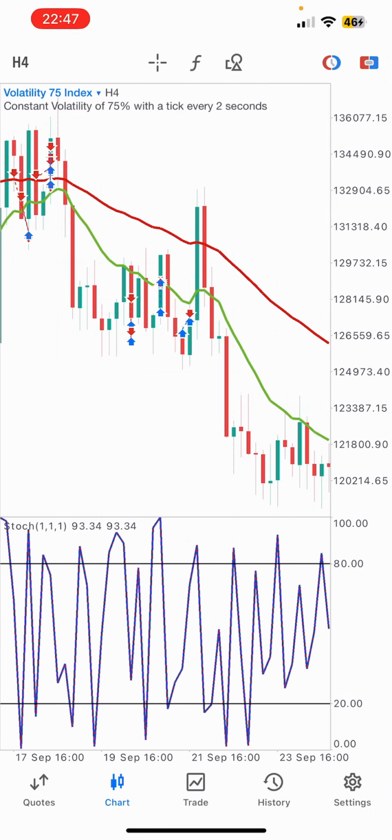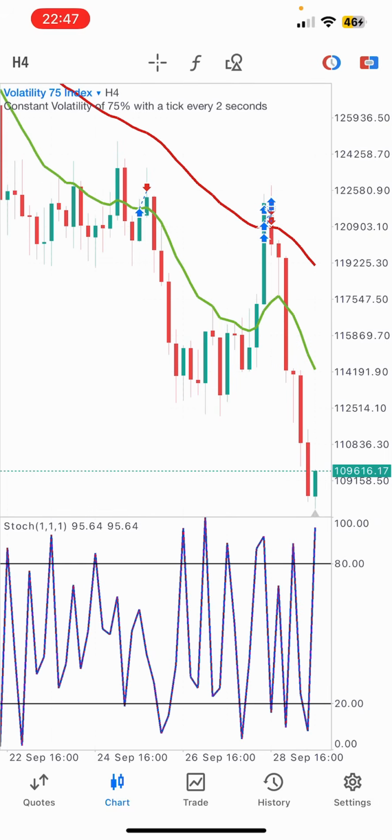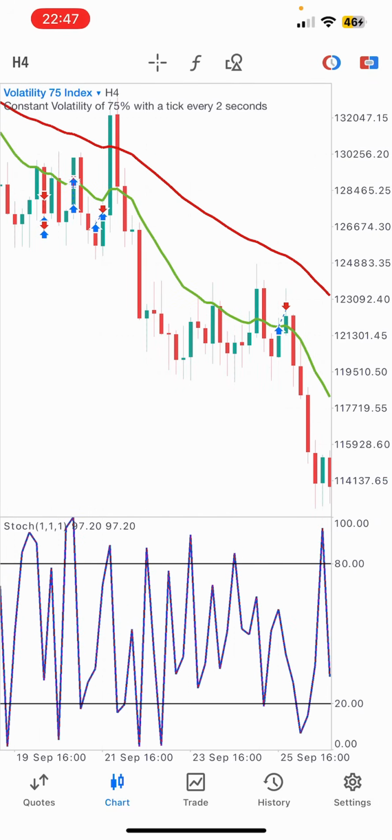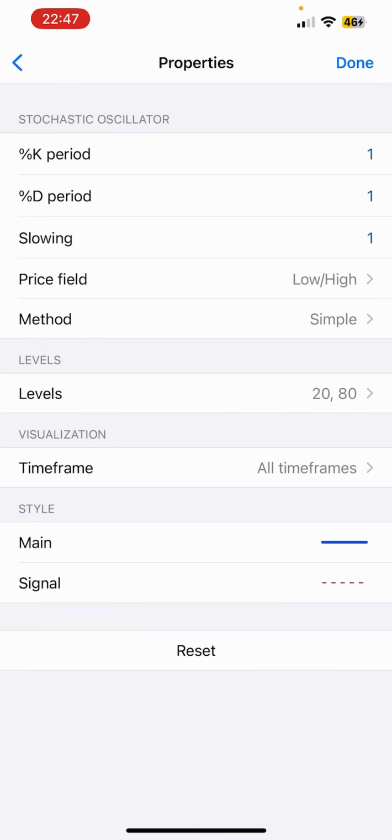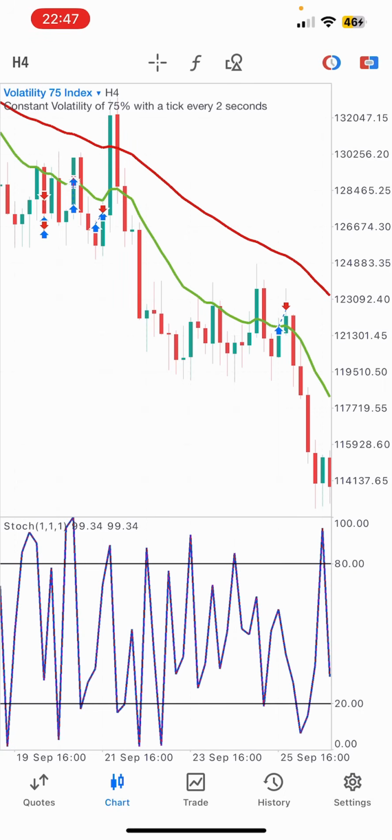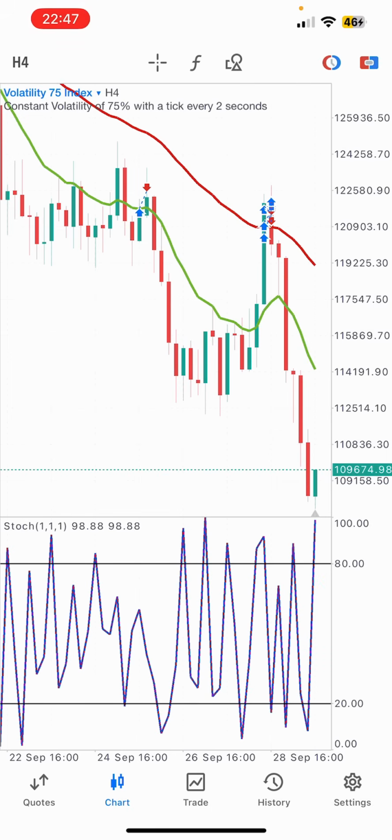We are going to reduce this one a little, so the red now is not too visible. So this is our stochastic. You can basically go again to stochastic to look at the setup: 1, 1, 1, low, high, simple, 20, 80. The main one is blue, and this signal line is red. So we are done with this.